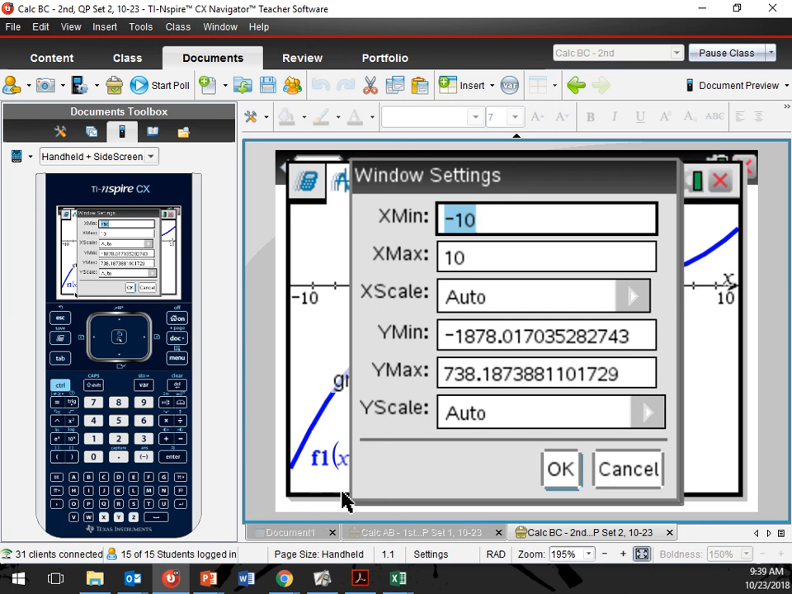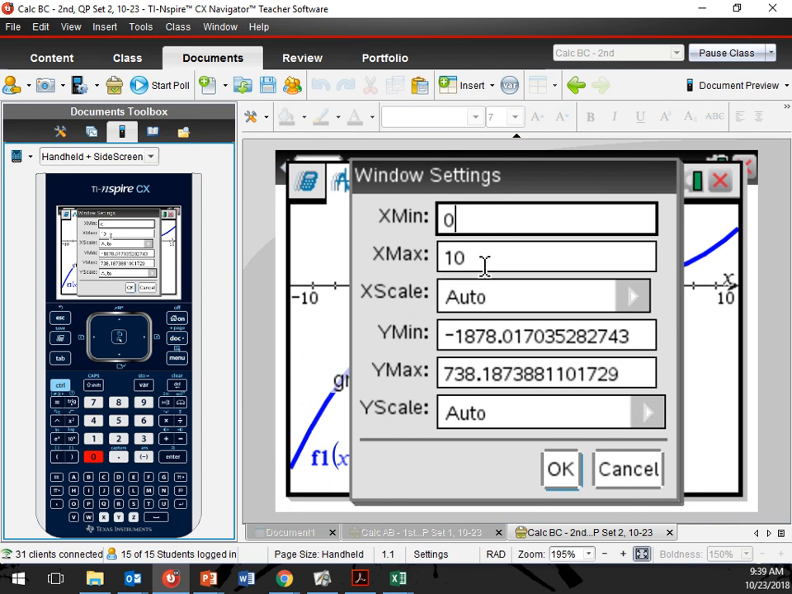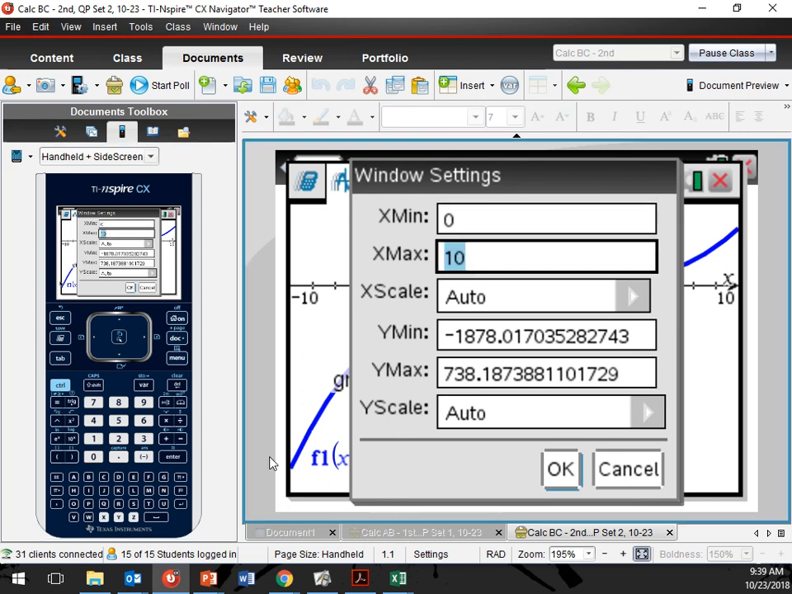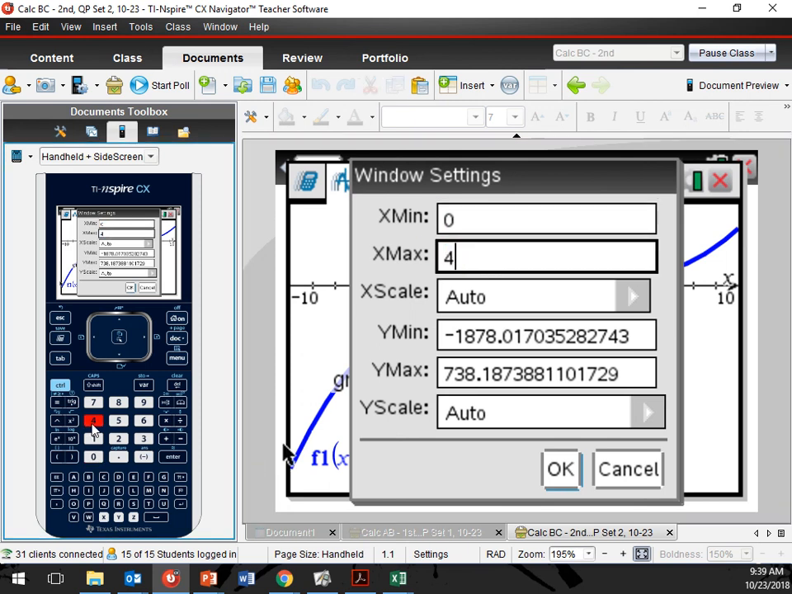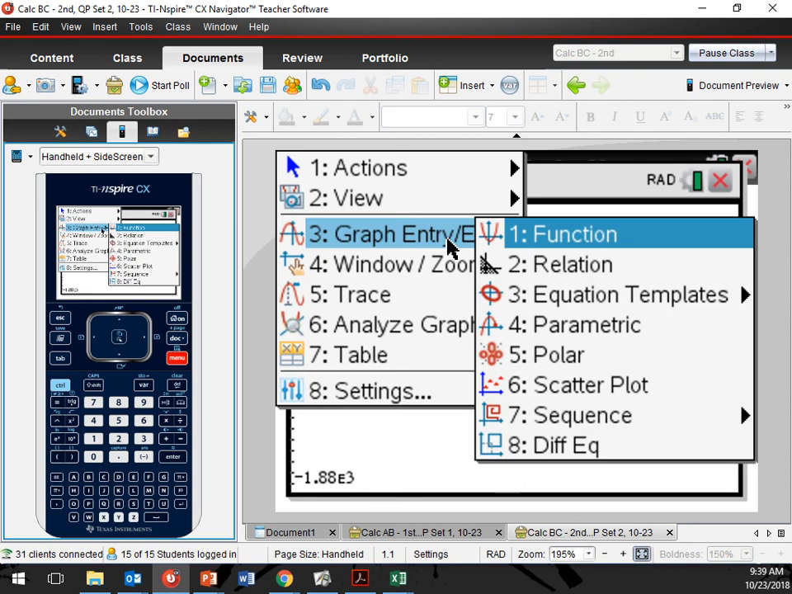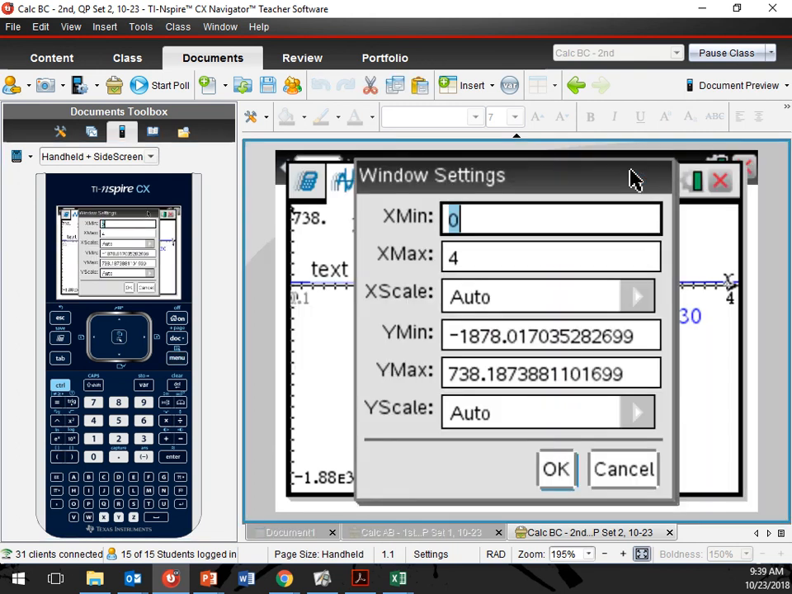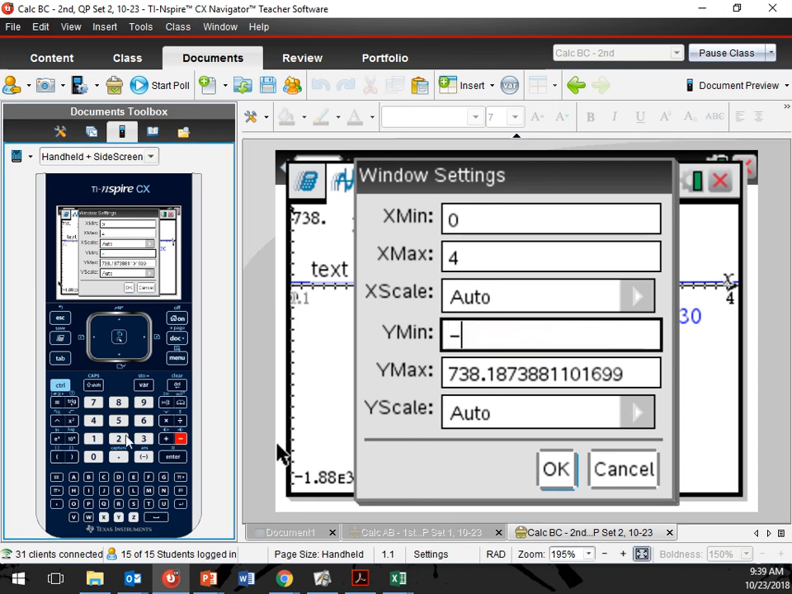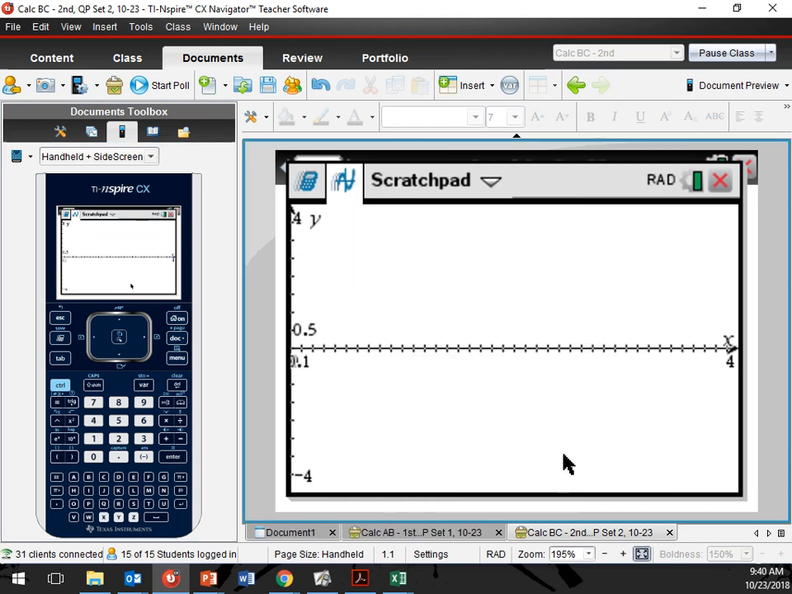All right, so what are my numbers? Let's say 0. And how far are we going for the X max? I think it was 3. It was 3, so let's go to 4. Okay. There we go. That zoom fit messed me up though. Let me see. Window right here. Let's go just -4, and let's go 4. Okay. There we go. Perfect.